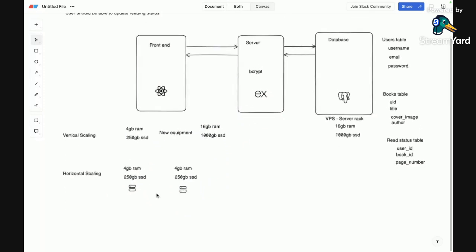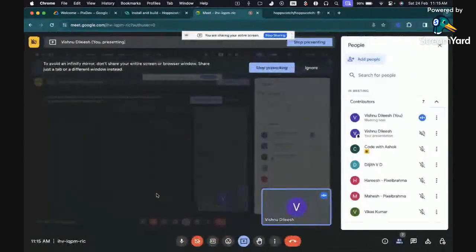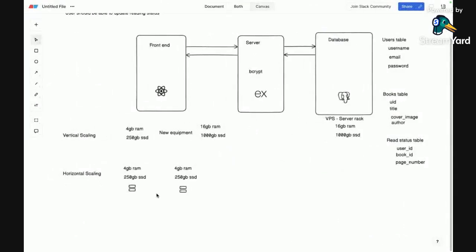Any doubts with vertical scaling and horizontal scaling, or any other doubts? Any doubts? No doubts? Okay.